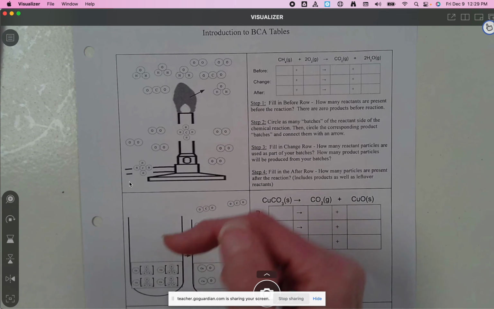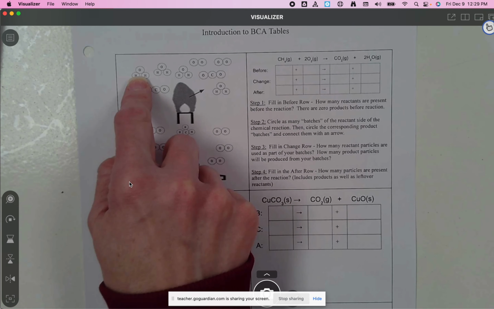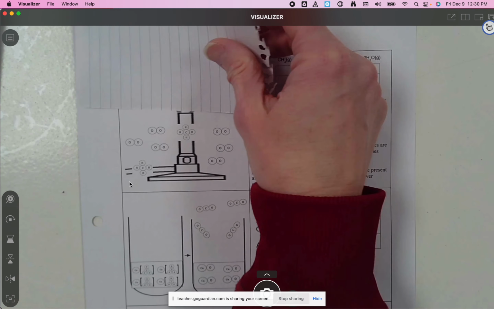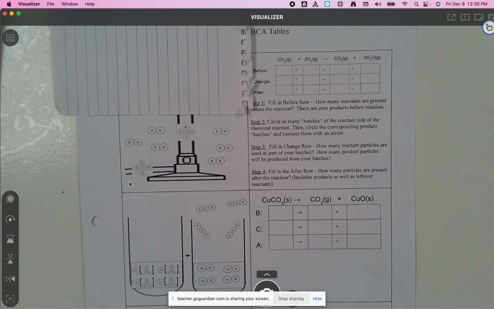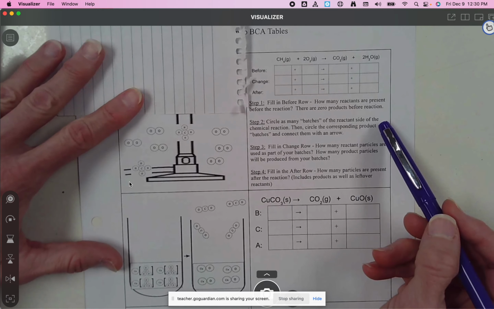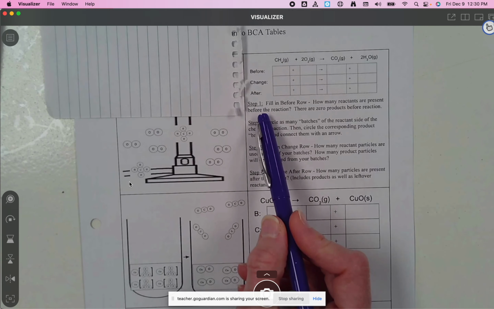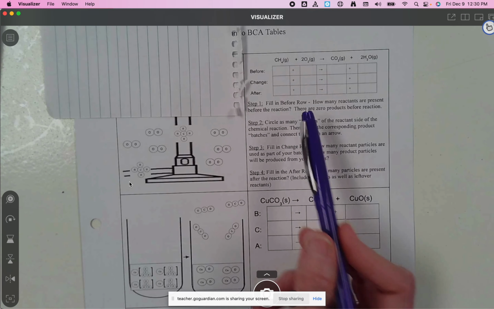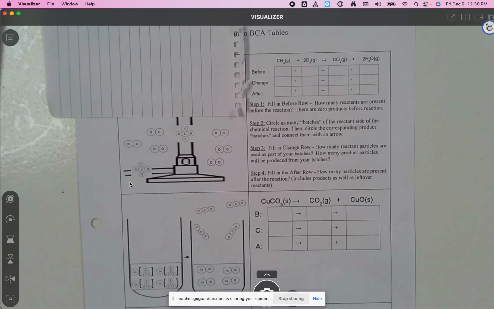Now I've got this one drawn as the reactants on the bottom, the products on the top. For a moment, I'm going to cover up the products part of this. Here are the steps for creating a BCA table from a picture. Step 1, fill in the before row. Filling in the before row is a counting task.